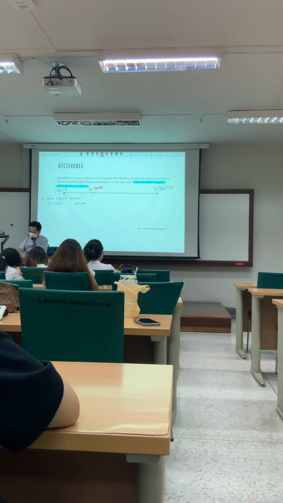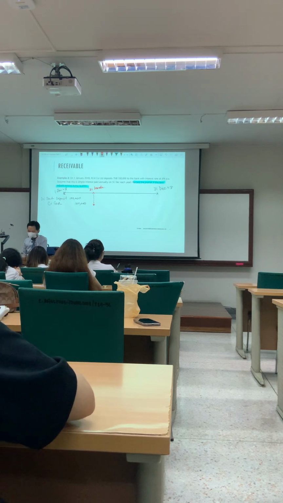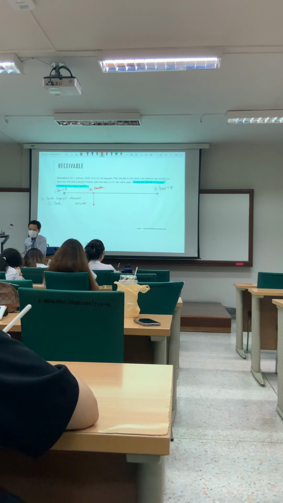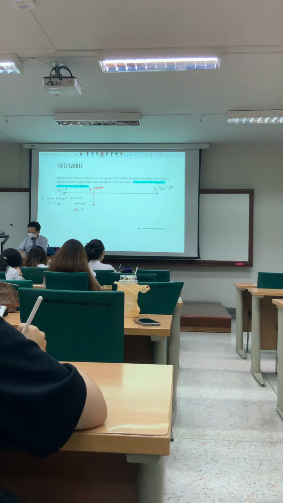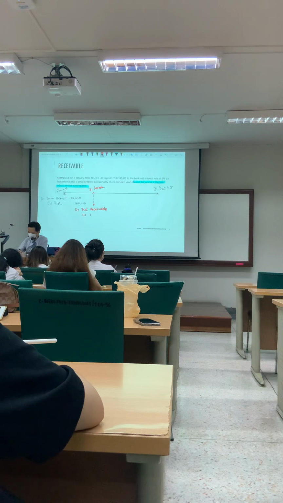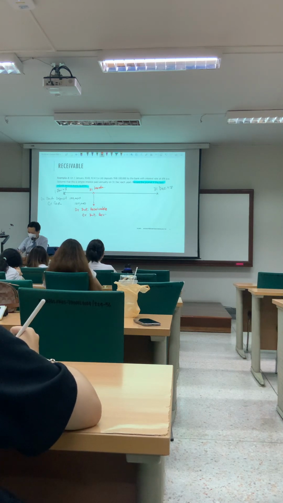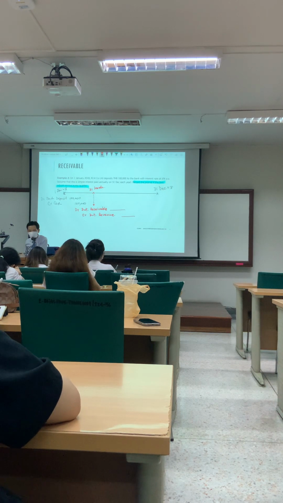How are you going to record the adjusting entry? Same as before. On this date, you should have received interest, but you haven't. So once you should have received, this is your interest receivable, and credit your interest revenue. Now, how much are you going to record here?